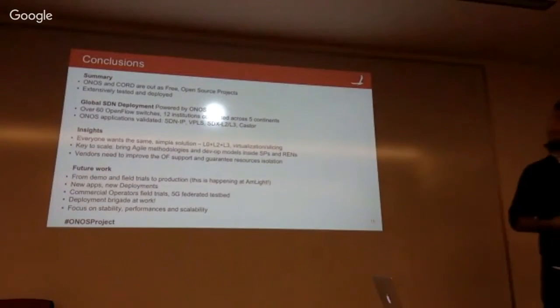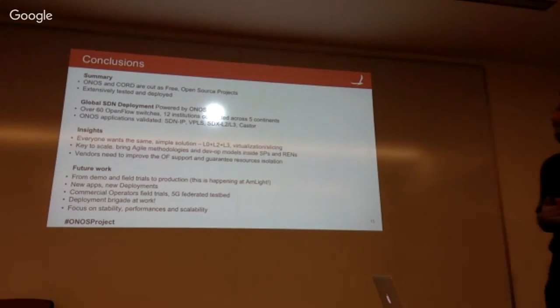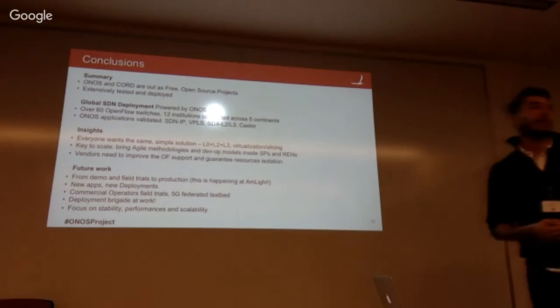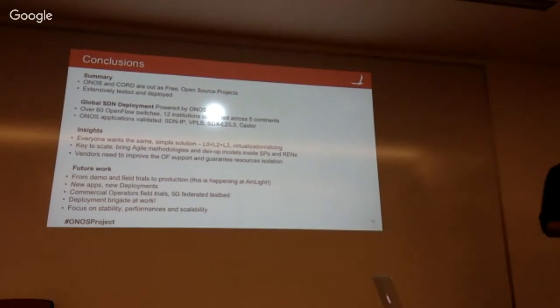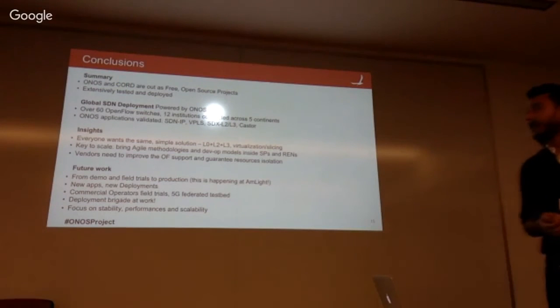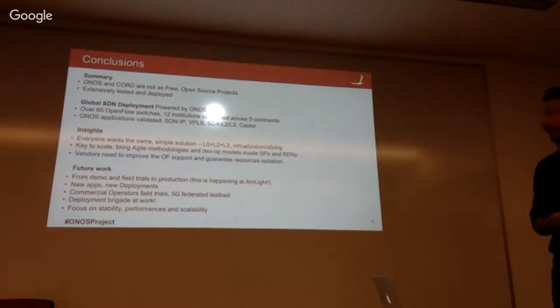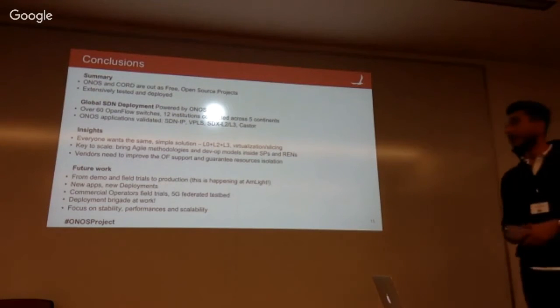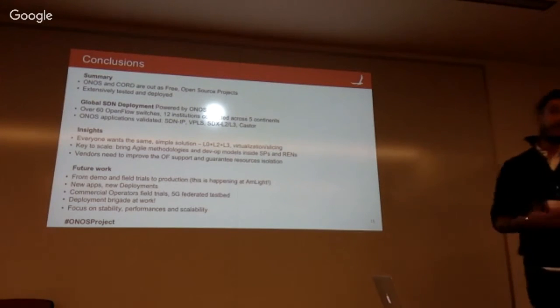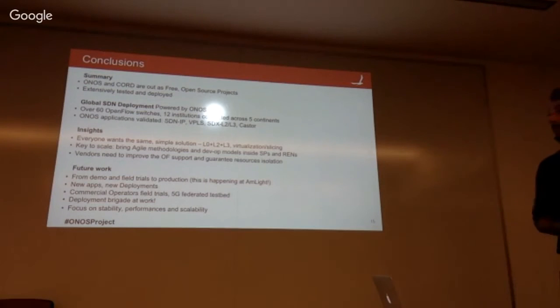So, conclusions. ONOS and CORD, as you all know, are out, are free, are open source projects. They have been quite extensively tested and deployed, even if much more needs to be done. We had a global SDN deployment powered by ONOS. We deployed over 60 OpenFlow switches, 12 institutions connected across 5 continents. We have validated different applications, and these applications are becoming more and more.